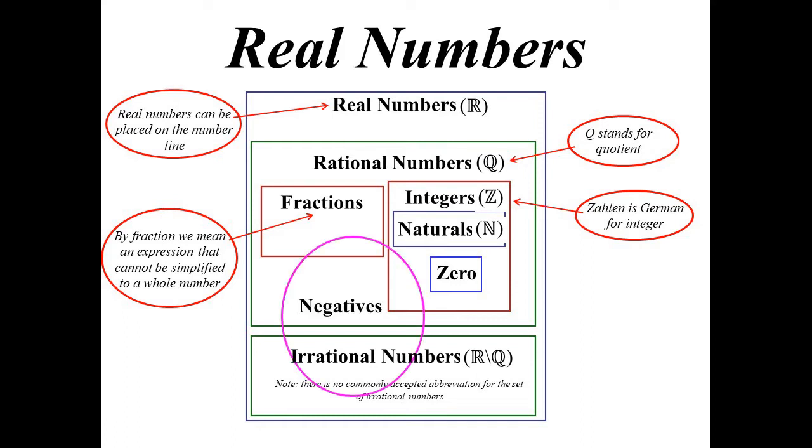But then overlaying all of that are the negatives. So you can have negative fractions, you can have negative integers, you can have negative irrational numbers. But notice it doesn't overlap the natural numbers. You don't have negative natural numbers and, well, negative 0. So there is our set or our family of numbers that we work with.